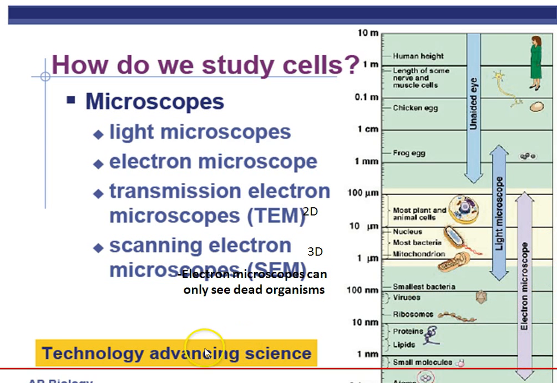There are two types of electron microscopes. Transmission electron microscope is more powerful. That sees in 2 dimensions. Scanning electron microscope sees in 3 dimensions and is less powerful. But they're both more powerful than light microscopes.